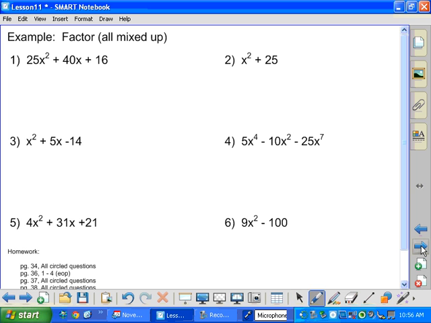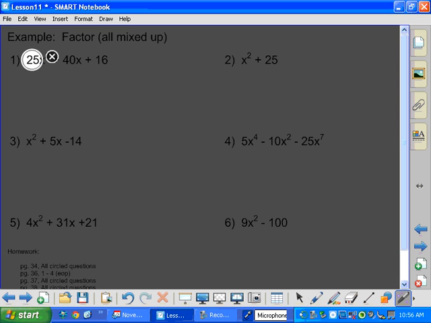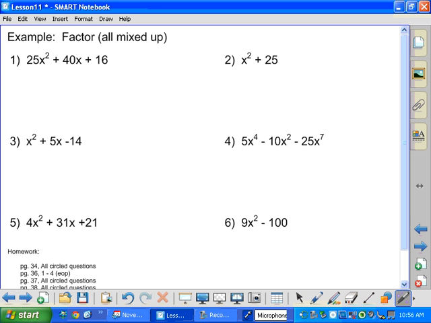So the first one, common factor is your first choice. 25, 40, and a 16. Now I know a 16 is not divisible by 5. I know it's divisible by 4. So are the other numbers divisible by 4? The 40, yes, but 25 does not divide by 4. So there's no common factors here. Is it a difference of squares? There's 3 terms, so the answer is no, can't be that.